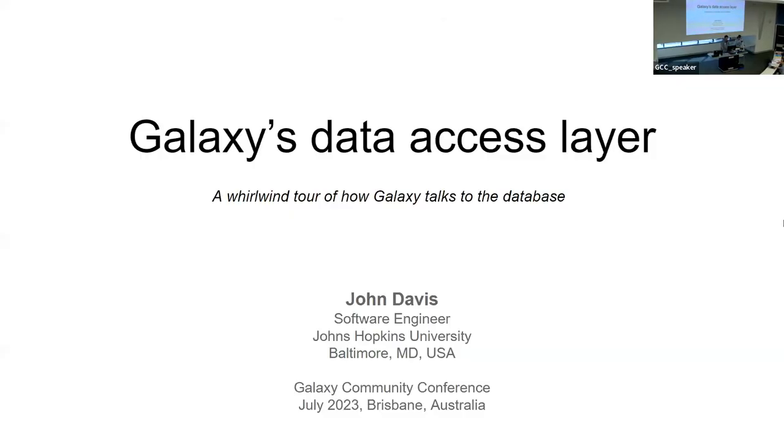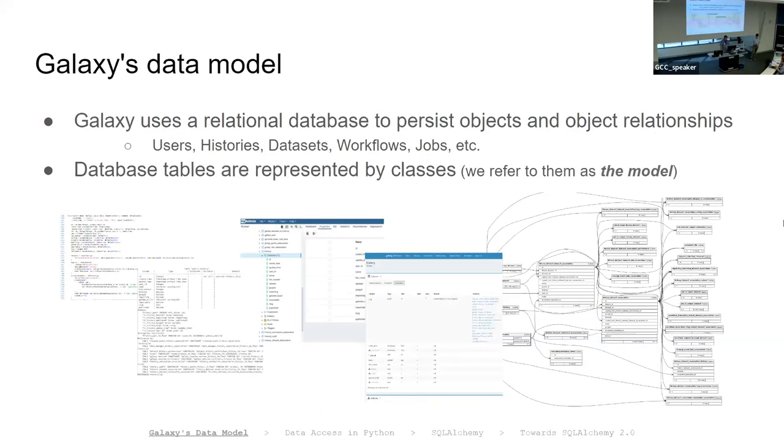All right. I'll go into the weeds and under the hood, but I'll do it fast. This is going to be a very, very brief introduction to how Galaxy interacts with the database. So Galaxy uses a relational database to store data. Data as in not datasets, but data about datasets and data related to all the business logic which supports whatever Galaxy does. The database tables are represented by Python classes, and collectively we refer to these Python classes as the Galaxy data model, or the model for short.